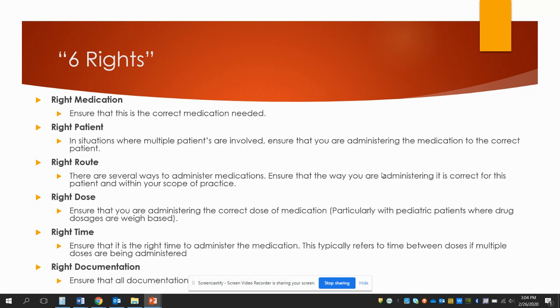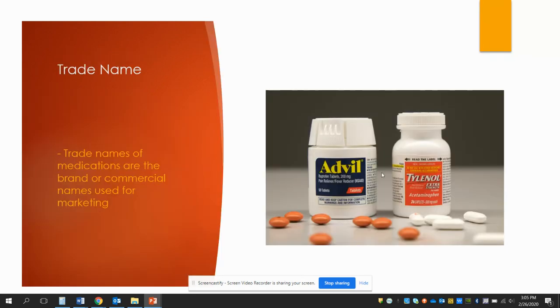That you're giving the right amount, especially when we start talking about pediatric patients and why those weight-based drug dosages are so important. You're going to talk about the right time. Is this the right time in between doses if you're giving multiple doses, or the right time after they've already taken something over the counter? So right time for medication, and then the right documentation, making sure that everything, how you administered it, what you administered, how much, what time was it given, the patient's response to it, all of that is documented in your narrative.